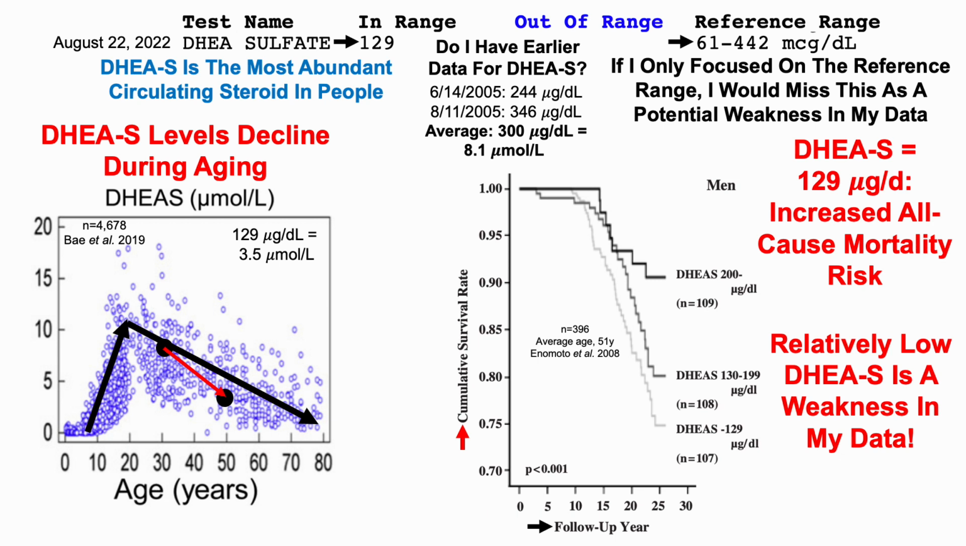And the average age of these subjects was 51, which is pretty close to my chronological age, so it may be directly relevant. So what we can see is that the group that had the lowest DHEA sulfate levels, in this case 129 or less, had the worst survival rate when compared with people who had higher levels of DHEA sulfate, in this case, more than 200 micrograms per deciliter. So my DHEA sulfate seems to be a weakness in my data.